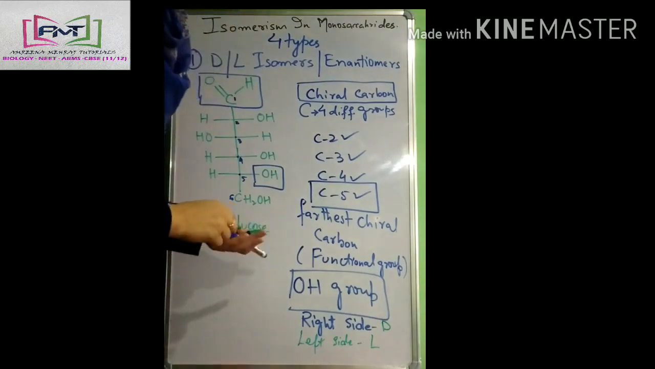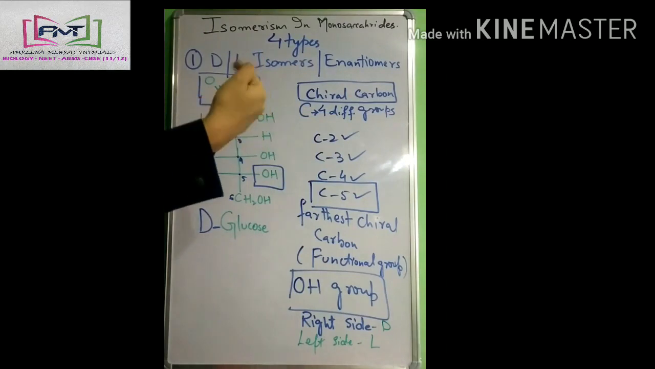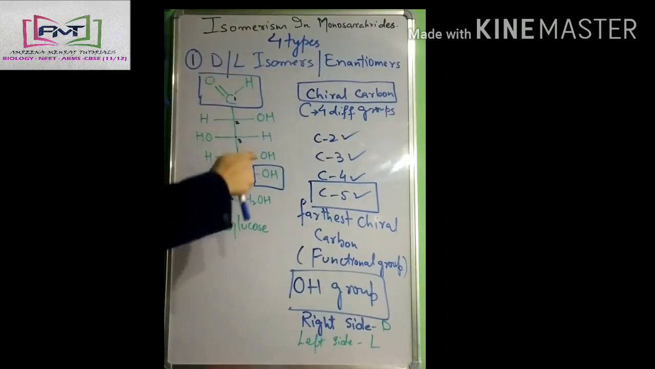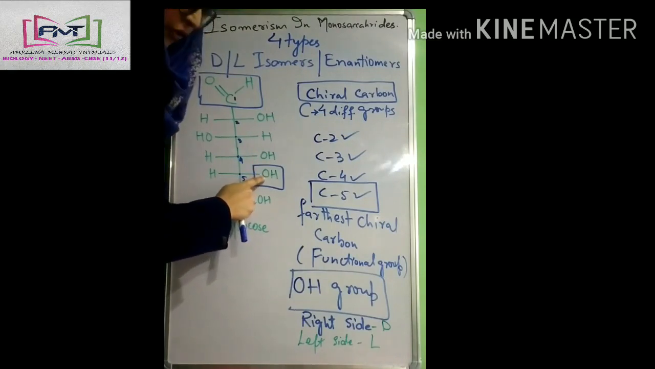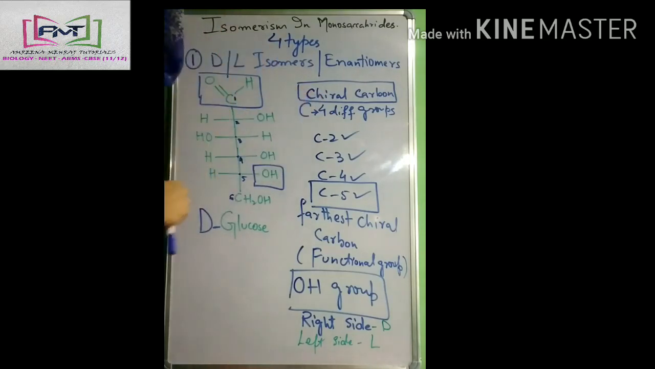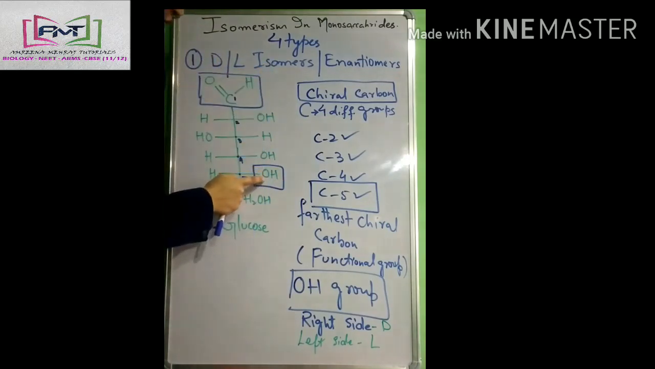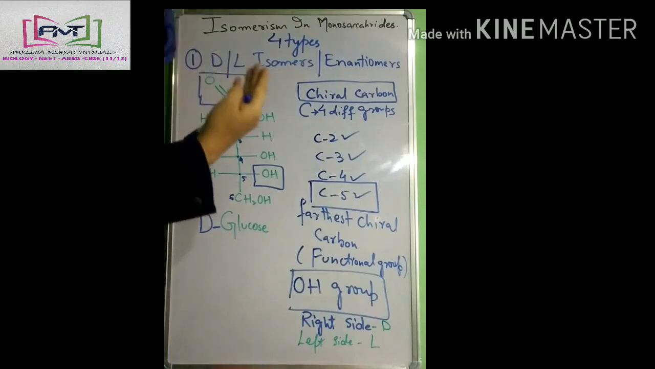Let us practice again. How do you come to know what enantiomerism is? Any two compounds which differ in what? Orientation of hydroxyl group. On which carbon? On chiral carbon. But which chiral carbon? That chiral carbon which is farthest from the functional group. If that OH group is towards right, you will call it a D-isomer. If the same OH group is towards left, you will call it an L-isomer.